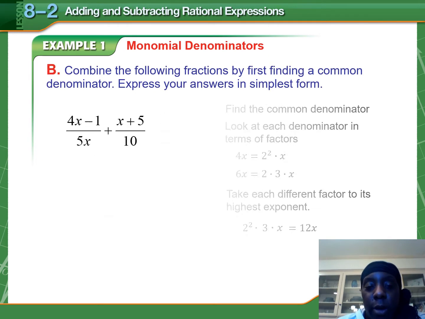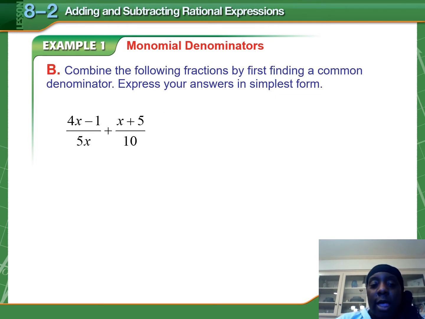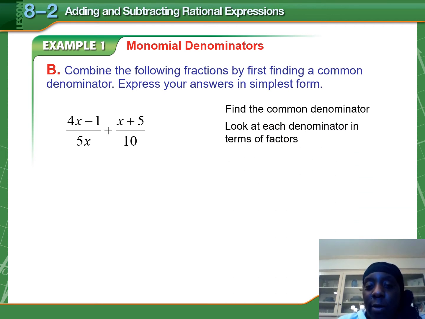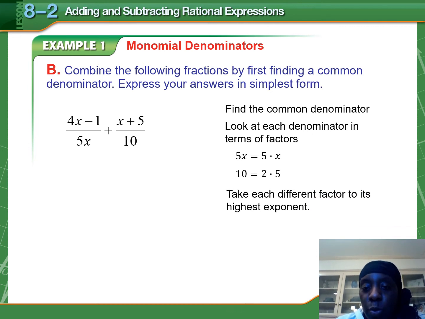So let's keep going. Same thing here. Let's find our common denominator. So we have a 5x and a 10. If we break that down, that's 5 times x. The other one is 2 times 5. We have to take every term we see to the highest exponent. All right? So I see a 2. Got to take the 2. I have to take a 5.